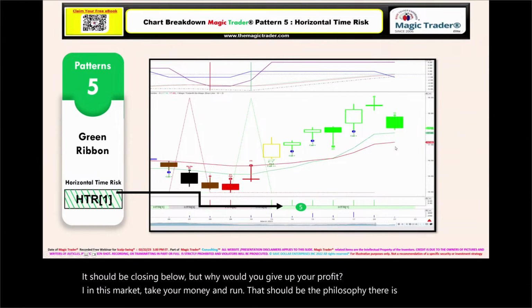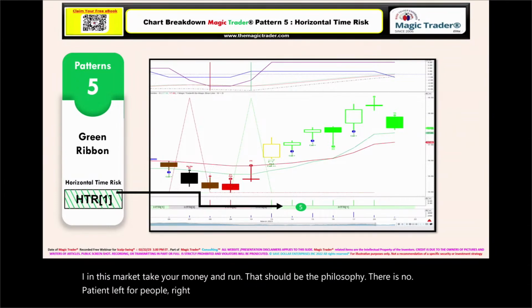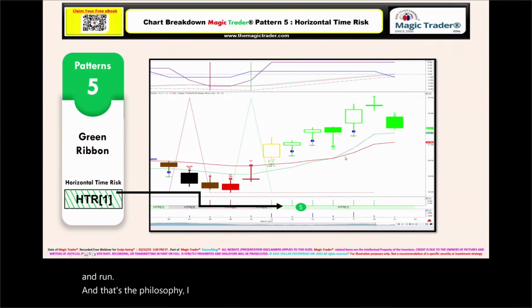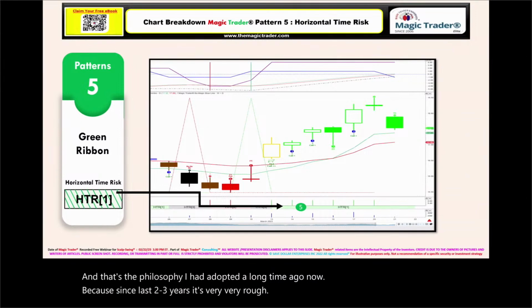There is no patience left for people, right? One day the market is up and the next day it is down. So take your money and run. That's the philosophy I adopted a long time ago, because for the last 2-3 years, it's been very, very rough. For us, it's not a problem because we follow what we need to follow.